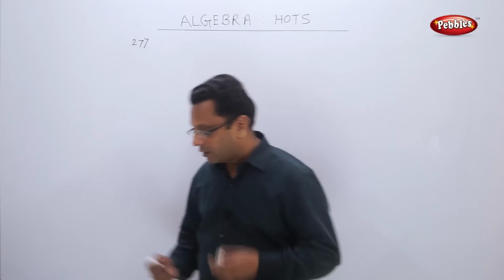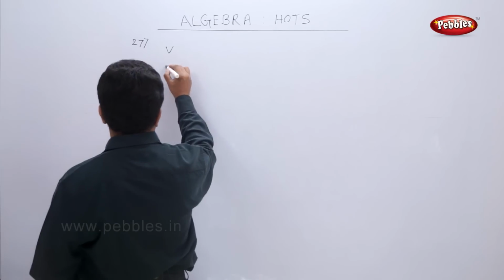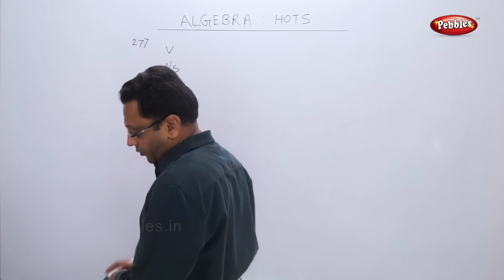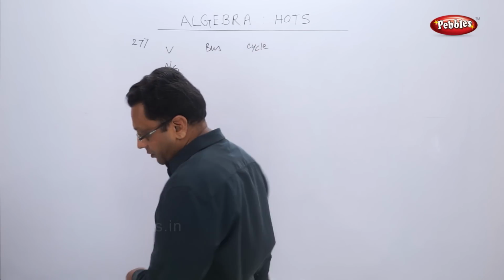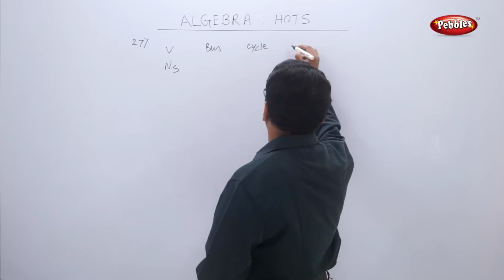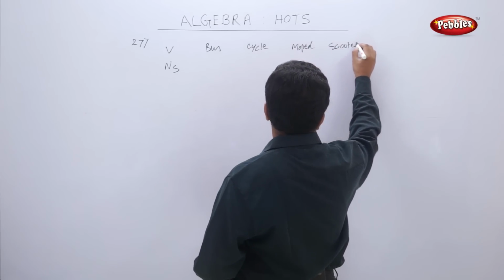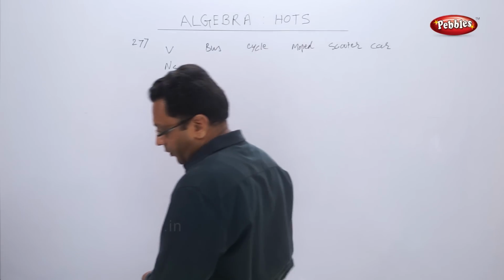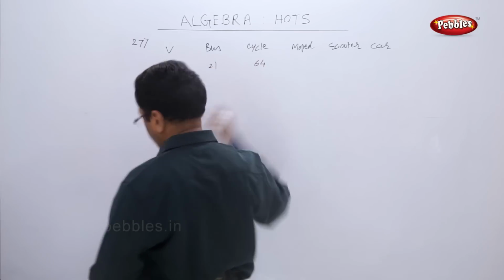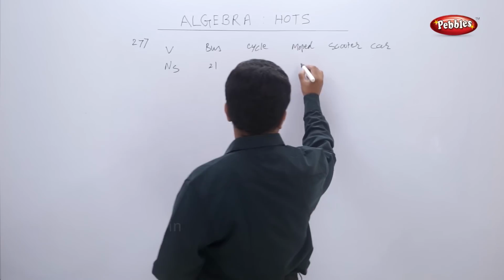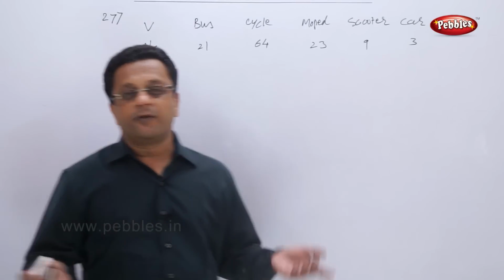It is very easy. Let us see this. Vehicle and number of students. They go by bus, cycle, moped, scooter and car. Number of students are given: 21, 64, 23, 9 and 3. Now it is very easy.